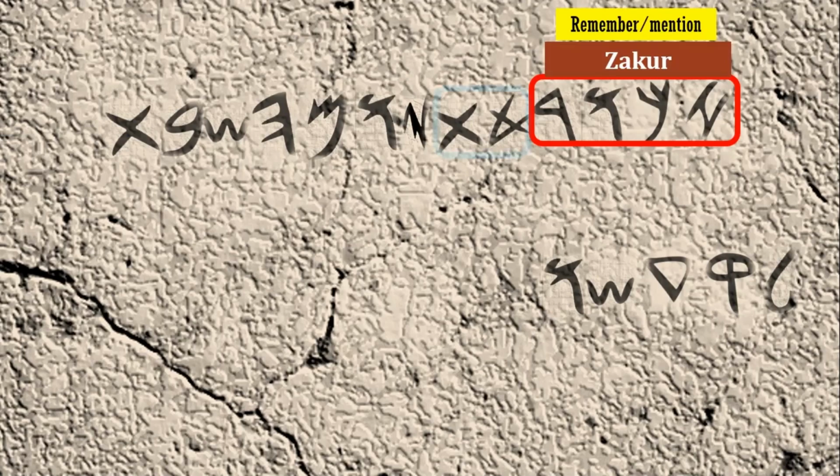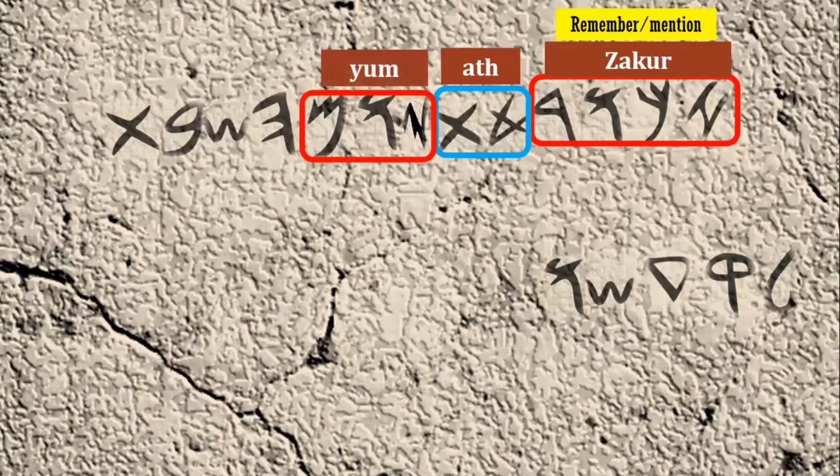What are we to remember or mention? The next word is af. And wherever we see af, it's emphasizing something that is important. So af, what is important? The next word is yum. So zakur af yum. What are we to remember? It's a day. Now we mostly say the word yum, but for those who do not understand what yum is, it's day. So in various lessons, when you hear us speaking of yum or yumim, yumim speaks of days.